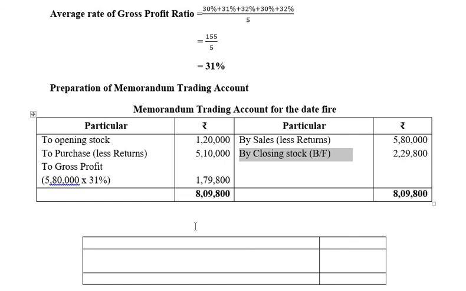So this we considered as the value of the stock at the time of fire, or stock at the date of fire. It is the preparation of memorandum trading account. So the next concept is calculation of actual loss. So for actual loss, we take particulars, rupees.